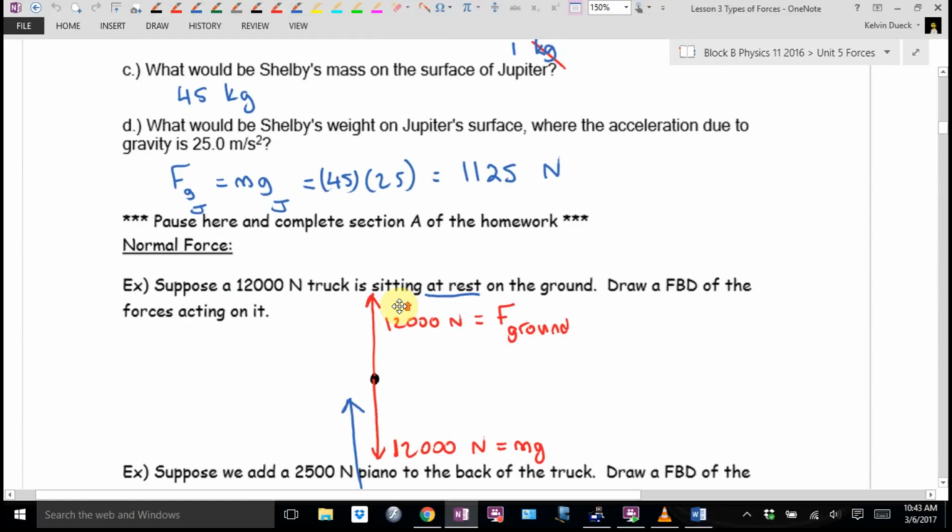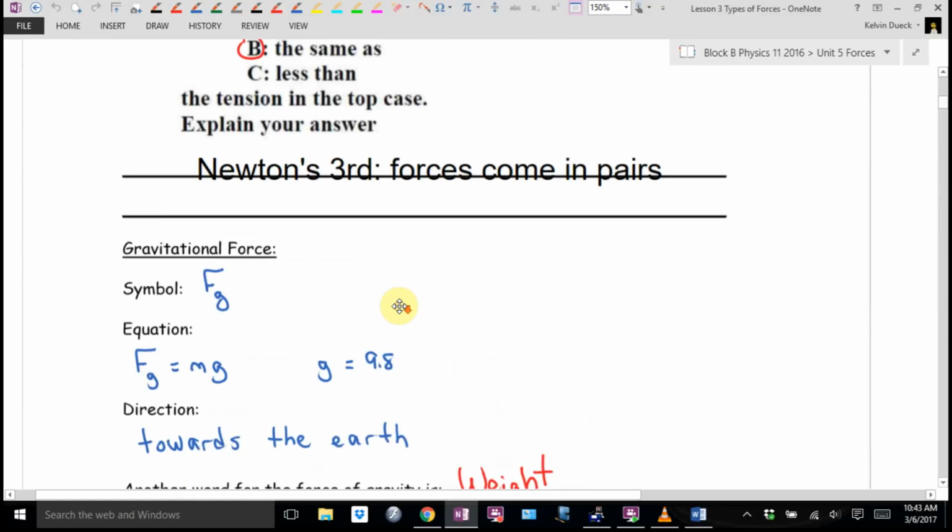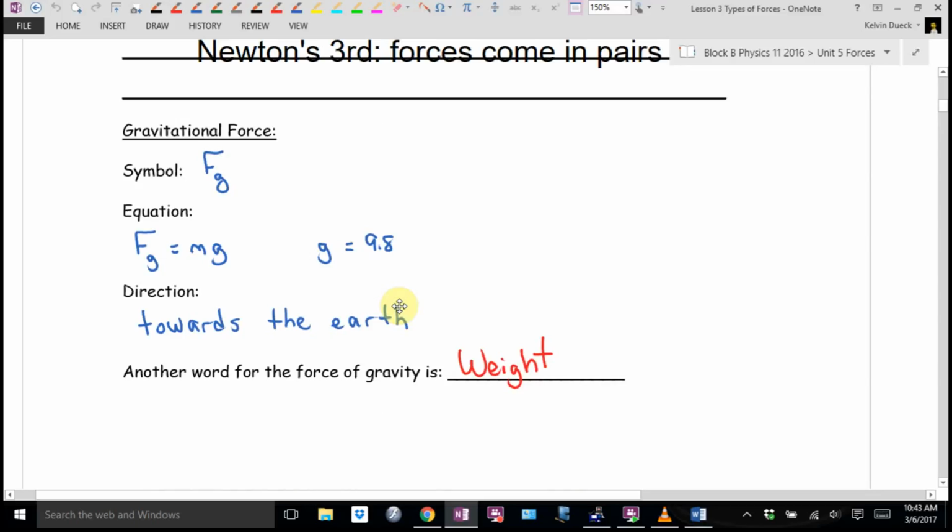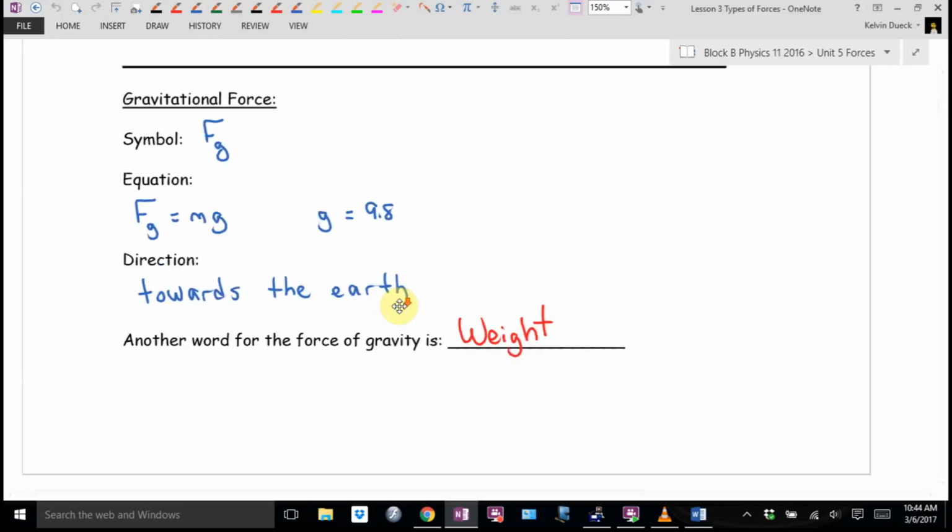Last day, we started looking at types of forces. We first of all spent some extra time looking at the force of gravity. Every force is calculated by F = ma, but in this case, since we know the acceleration due to gravity, I used the symbol little g for it. We said the force of gravity is mg.